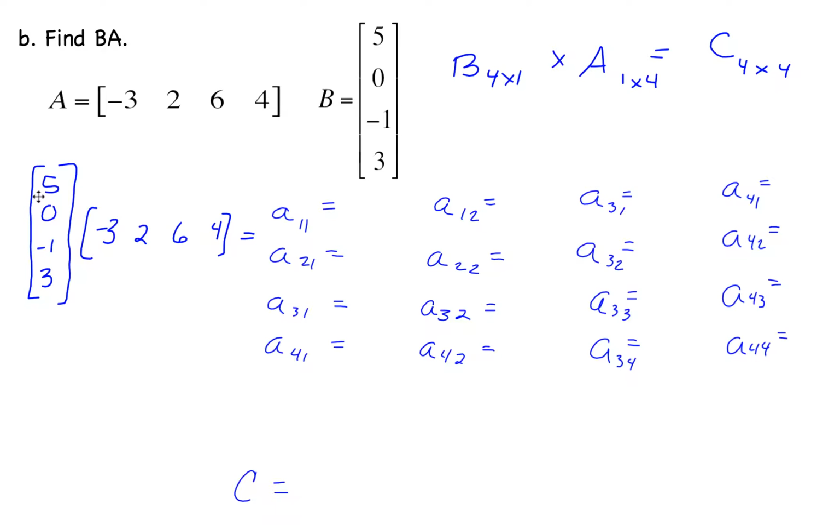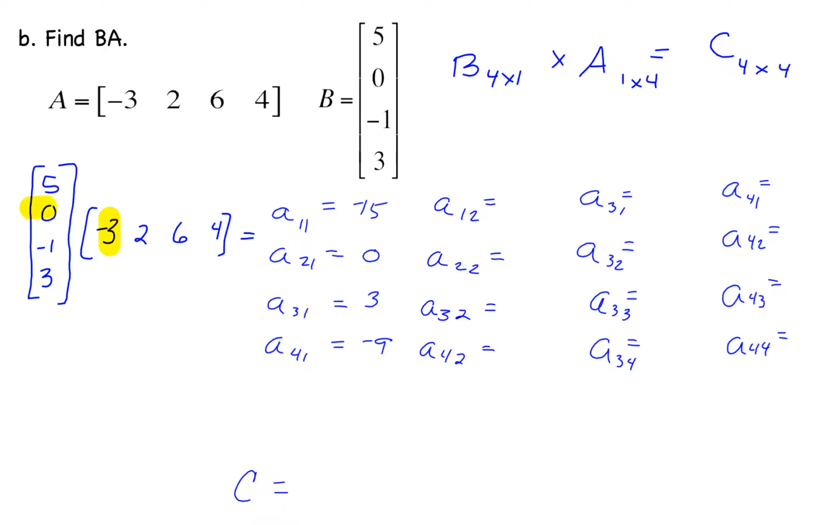So here we go. Here's matrix B, here's matrix A. So row 1, okay, it might help to highlight this maybe. So here's my row, here's my column. Okay. So row 1, column 1, the element in row 1, column 1 is negative 15. Then row 2, column 1 is 0. Row 3, column 1 is 3. Row 4, column 1 is negative 9.